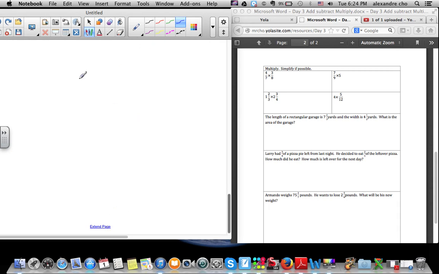The length of a rectangular garage. Okay, so you know what? Anytime there's a word problem and you can draw things out, do it. Obviously a little better than mine, but length. The length of a garage is 7 and 2/3 yards.